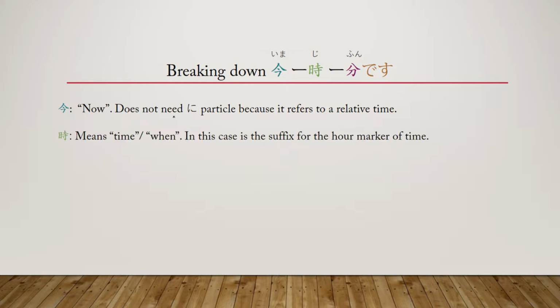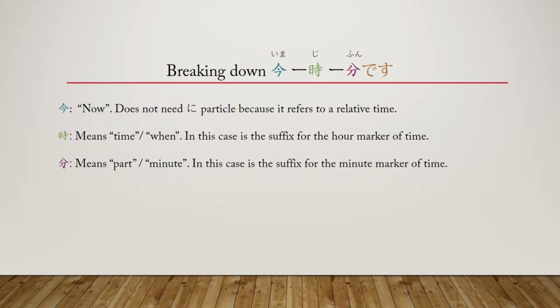Then we have our ji. Now, ji is going to mean time or hour in this instance, but if you've seen it in other structures, you might have noticed that it also serves the function of "when." In that case, it is actually pronounced as toki and not ji. It's a different reading for it. So if you see this usually attached to a number, it's most likely going to be an hour. If you see it attached after a verb or something like that, then it's probably going to be toki, and it's probably going to mean "when" and not the hour.